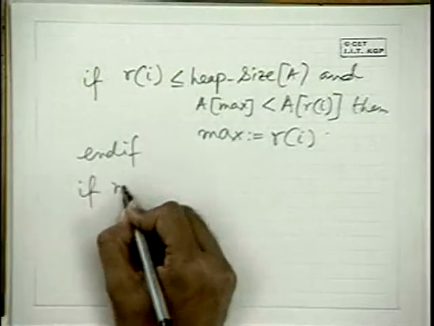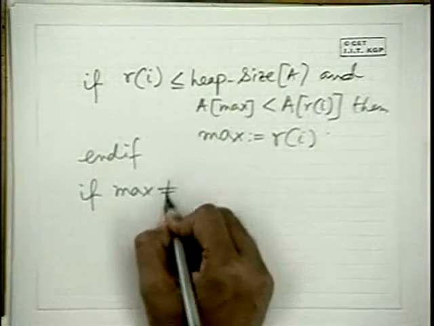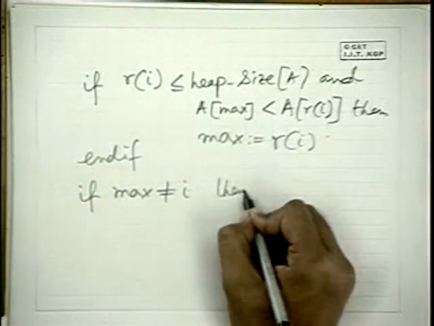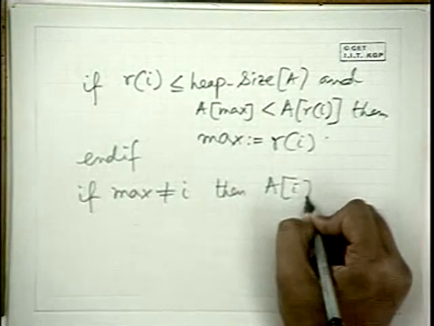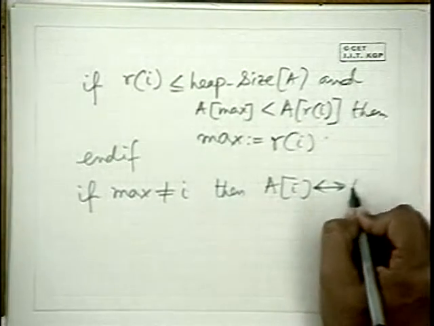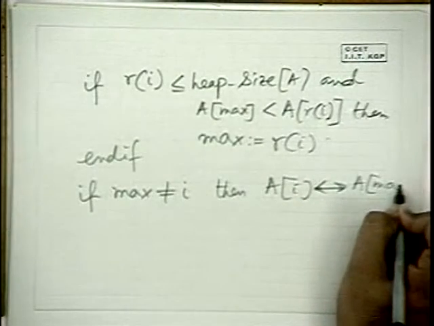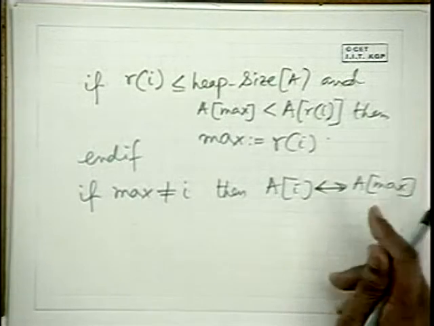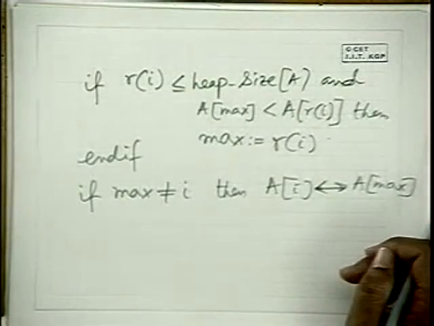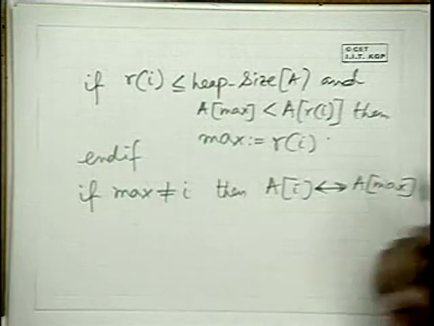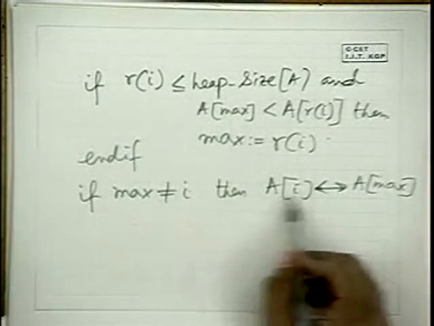Yeah, first you have to swap with the A max and right. So that's what we have to do. If max is not equal to I, then you just swap A[I] with A[max], because max has already been updated properly. With which one should you swap this element A[I]? So you are swapping it here.